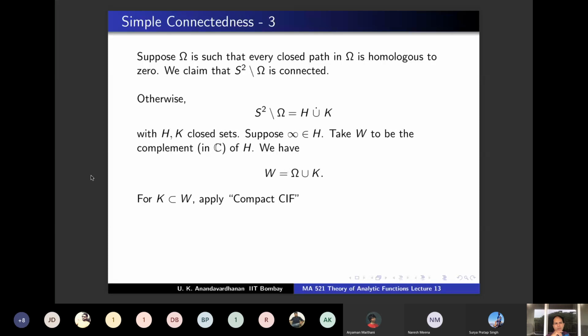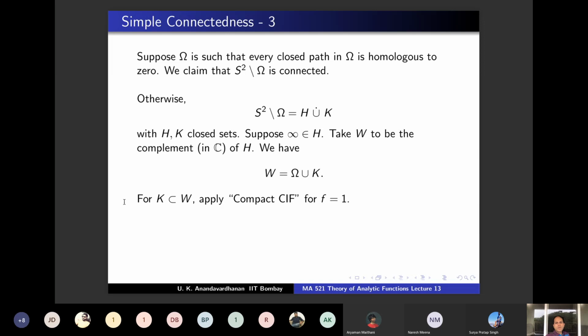What is compact CIF? If you have a compact set, K is a compact set, no? K is a closed set and it is bounded. So it's closed and bounded, so it's compact. So if you have a compact set contained in an open set, compact CIF says that you can take a cycle in W minus K such that the Cauchy integral formula is true. f(z) is 1 by 2 pi i integral f(w) dw by w minus z. Okay, so apply compact CIF to the function f identically 1.